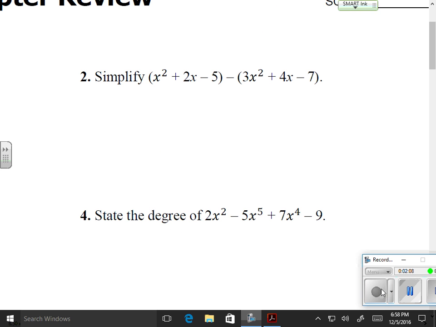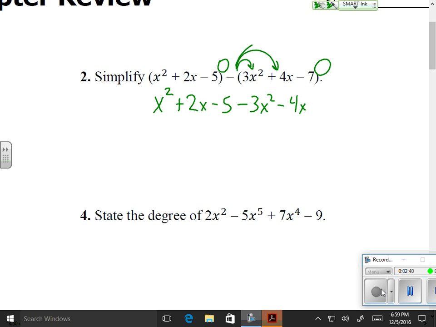As we simplify number 2, there are no exponents on that group of parentheses, nor this group, but we do have to deal with the negative, the subtraction, which is going to affect the sign of all of the terms to the right. The first quadratic won't change. The second one will become a negative 3x squared minus 4x minus 7.